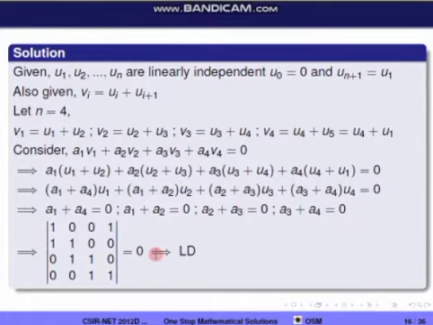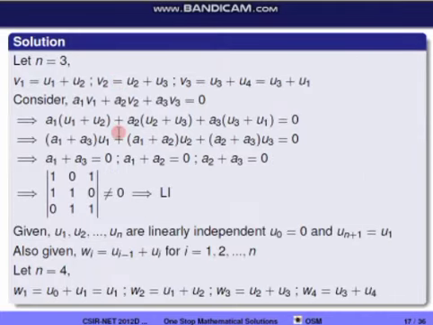So write its matrix form. So that will give 1 0 0 1, 1 1 0 0, 0 1 1 0, 0 0 1 0. Find its determinant. So we are getting the determinant equal to 0. So the set v1, v2, v3, v4 is linearly dependent. That is, for n is equal to 4 we are getting vi's to be linearly dependent. So for n is equal to 210 the vi's are linearly dependent.